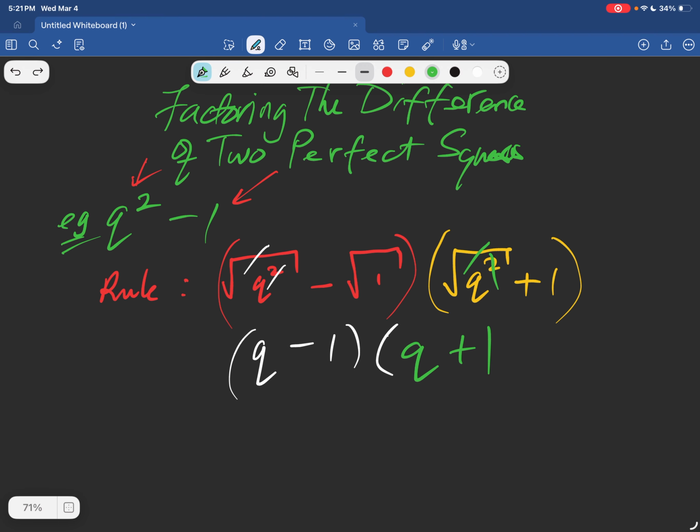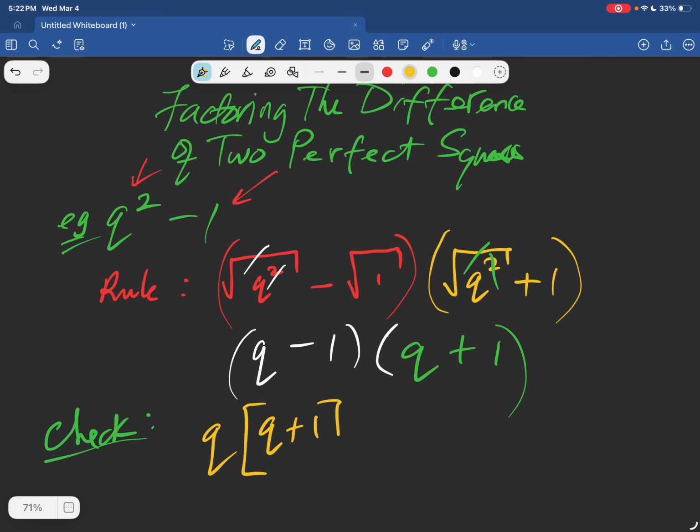And of course, we can check afterwards to see if we get the original thing that we started with after all of this. So let's check right here, CHECK. When we perform the check, we multiply, like I taught you in a previous video. We say q times q plus 1. The first q, which is the white q, multiplied by everything in the second parentheses. Then we have minus 1, and we use that to multiply everything in the second parentheses again.